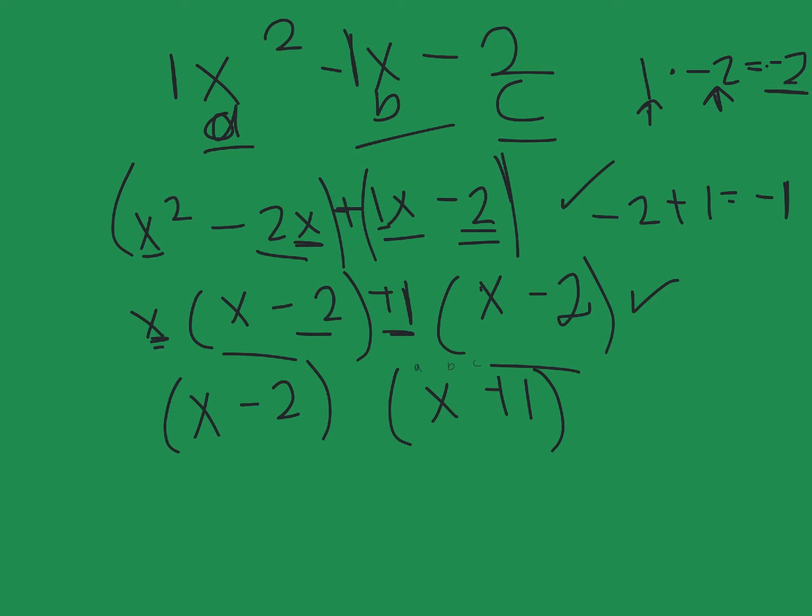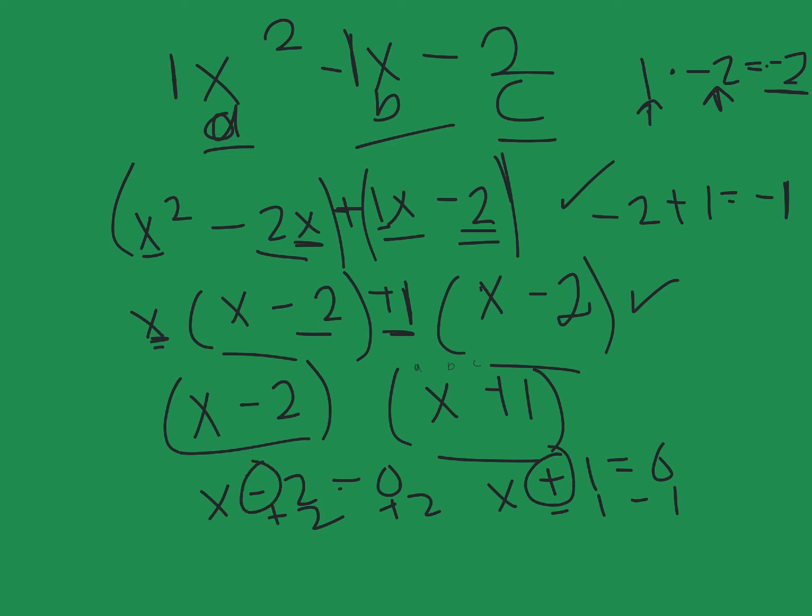And then we set each parentheses equal to 0. So x minus 2 equals 0, x plus 1 equals 0. Then we do plus 2, and then minus 1, because remember, it's a plus, so we have to subtract to cancel it out. And since this is a minus, we have to do a plus to cancel out. So x equals 2 here, and here it goes to -1. So this is our answer.